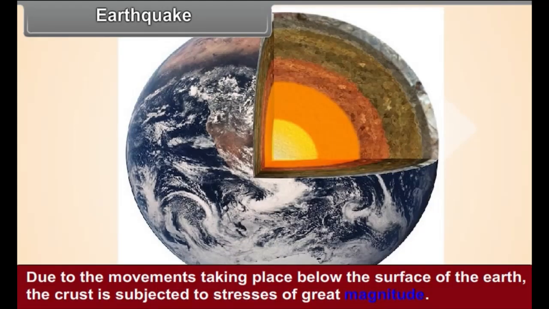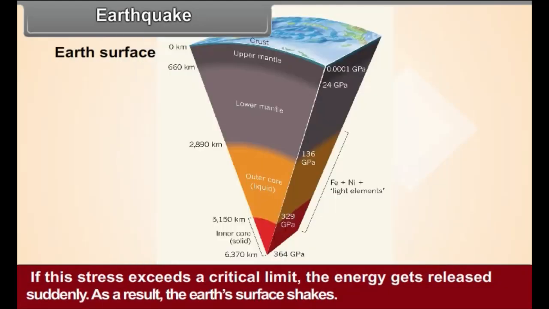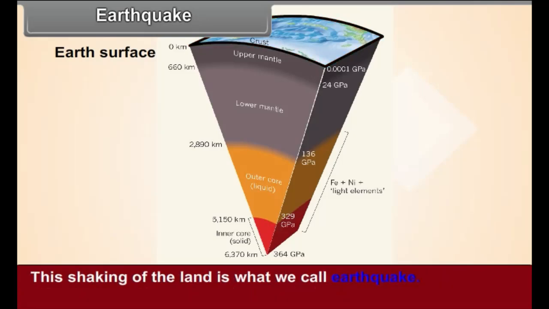Earthquake. Due to the movements taking place below the surface of the Earth, the crust is subjected to stresses of great magnitude. If this stress exceeds a critical limit, the energy gets released suddenly. As a result, the Earth's surface shakes. This shaking of the land is what we call an earthquake.